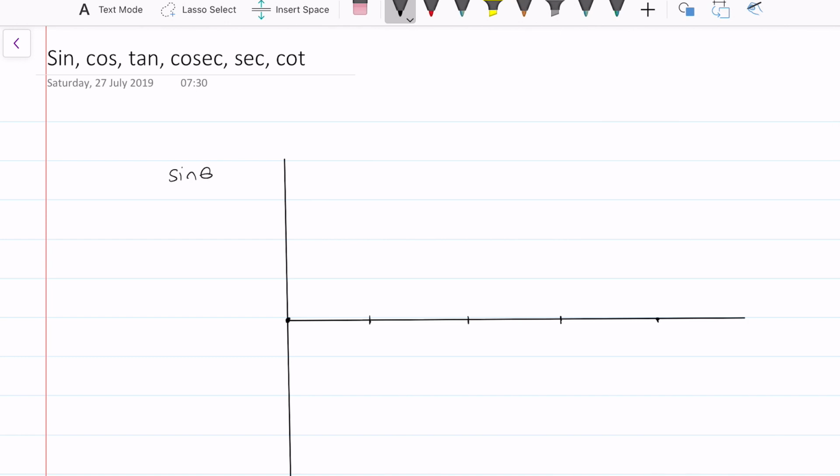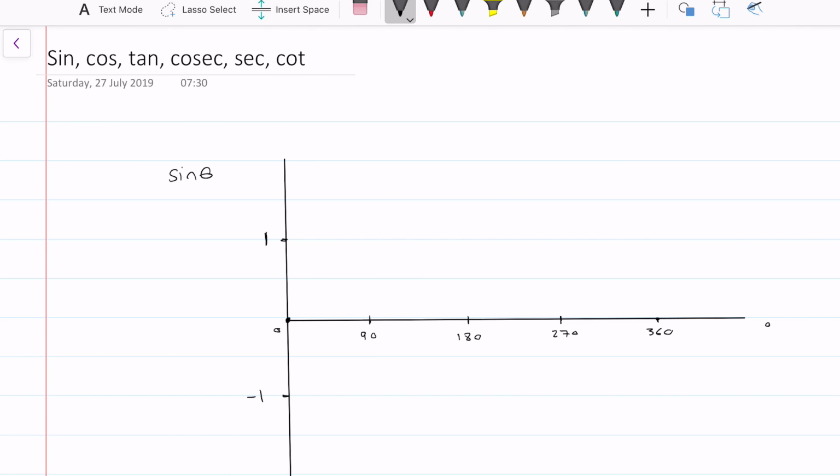I think most people are used to working in degrees at school, so we're going to work in degrees. On the y-axis, the maximum amplitude is 1 and the minimum is -1. The most important points that we're concerned about are 0 degrees, 90 degrees, 180 degrees, 270 degrees, and 360 degrees. So as you can see, there's a difference of 90 degrees.